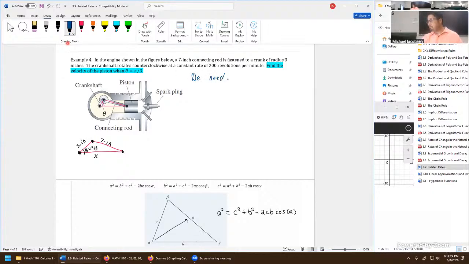We need to find the velocity of the piston, how fast it moves, if it's moving to the left or to the right. But we can convey that information just in terms of how fast is x changing, the distance between here to here. So we can call this dx/dt. So we want to know what is dx/dt specifically at the value theta equals pi over 3 equal to. If we can find that value, our work is entirely complete. So now we know the implied question.